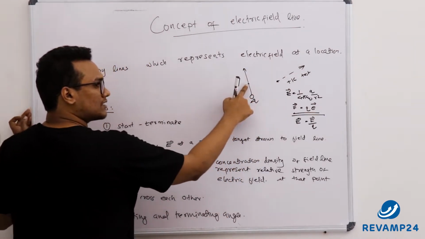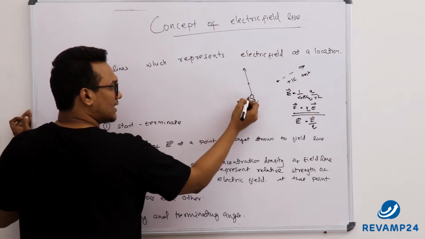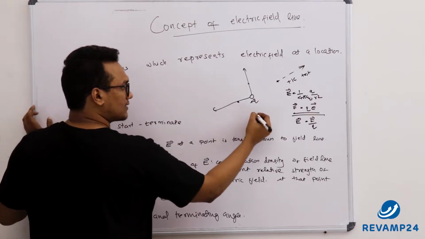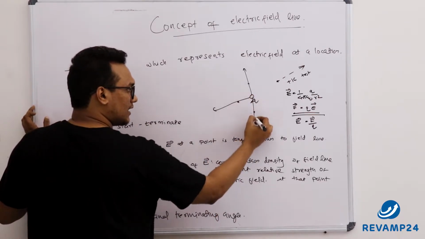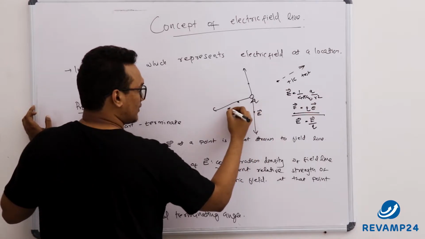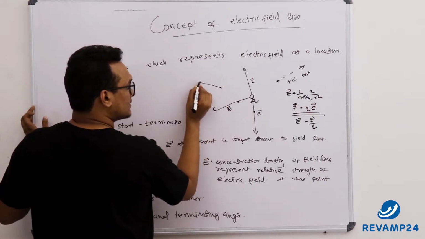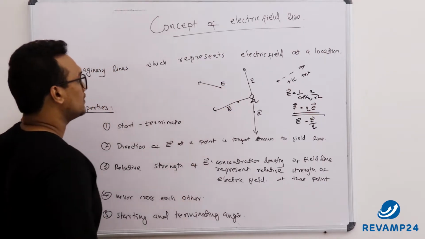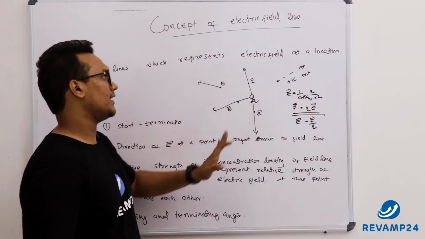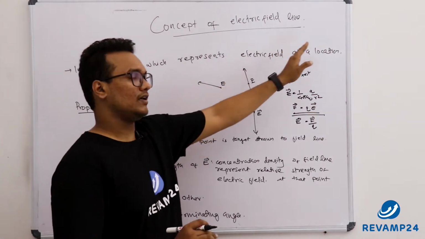See, if I keep a charge here, it will be repelled in this direction. If I keep a charge here, that will be repelled in this direction. So this is the direction of electric field. So at this point, what will be the direction? This is the direction of electric field. Now these lines are called electric field lines. So it's an imaginary line which represents electric field at that point.